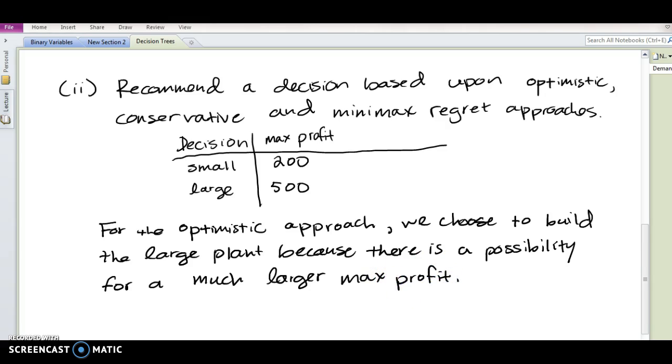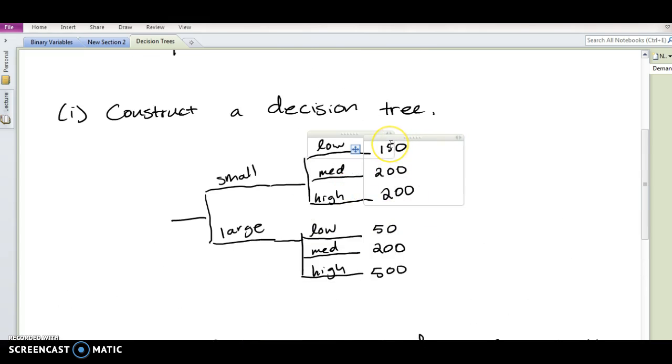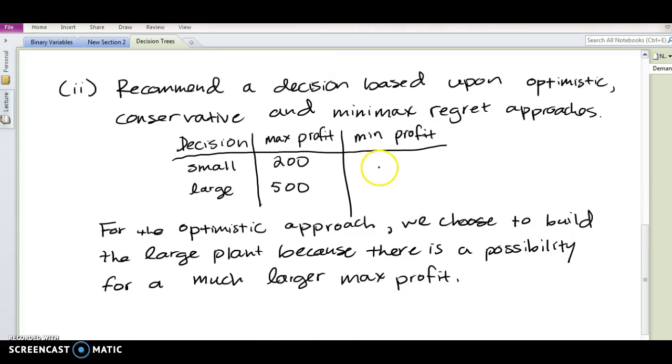Okay, for the conservative approach, what we're going to look at is the minimum profit. What's the worst case scenario based on whatever the marketplace is looking like. So we're going to look at the smallest possible profit for each state. Here, 150 is the smallest we see based on the small plant decision, and for large, 50 is the smallest. So 150 for small, 50 for large.